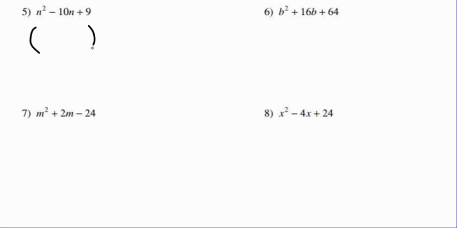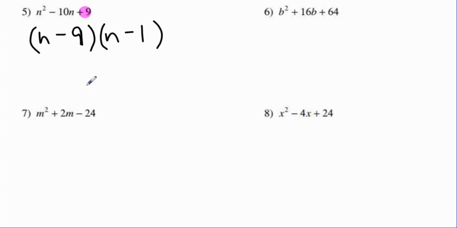Here, n squared minus 10n plus 9. So I have n and n. And I need numbers that when multiplied give me 9, but add give me 10. So I could choose 3 times 3 or 9 times 1. I'm going to choose 9 times 1 because I need something that gives me 10 in the middle there. So I need a negative 10, so that lives with both. A negative 1 and a negative 9 give me negative 10.